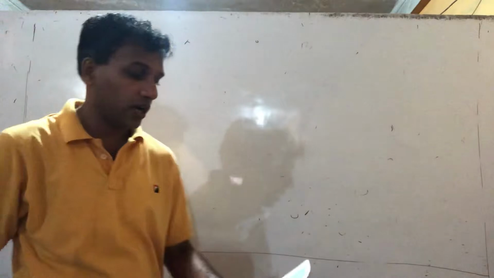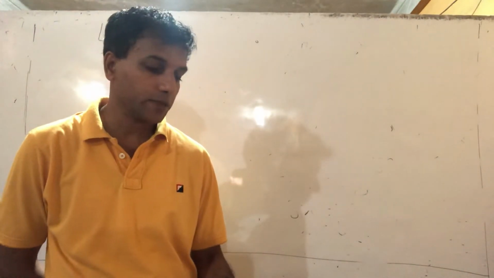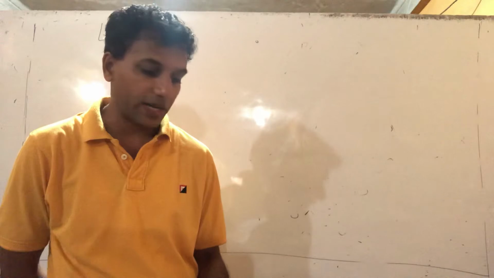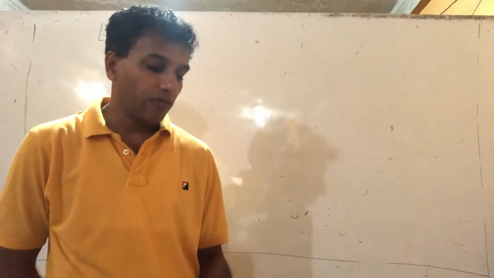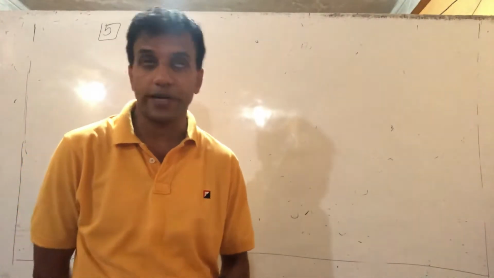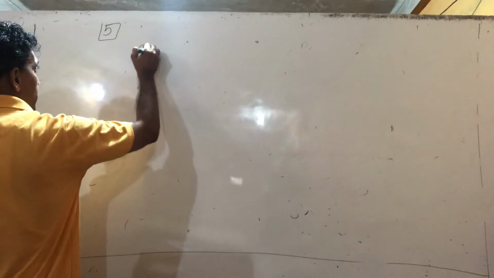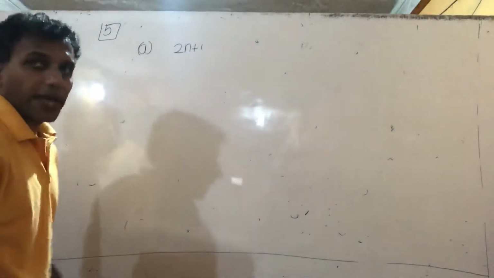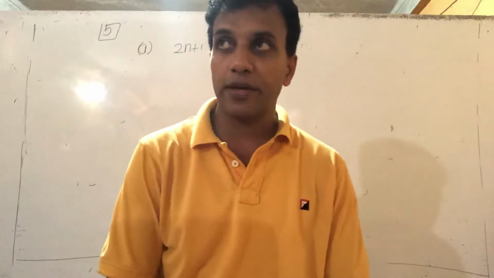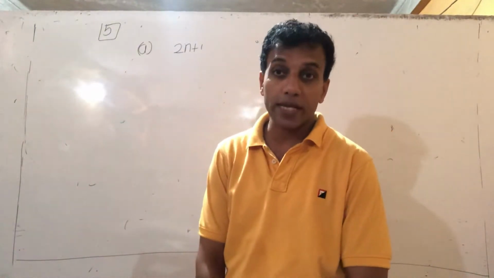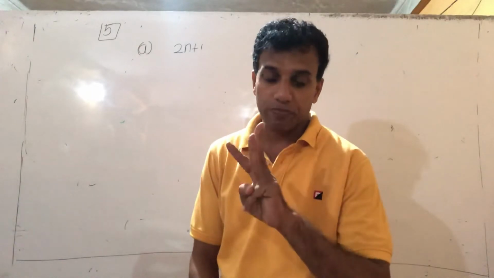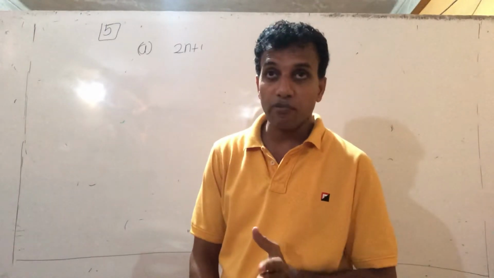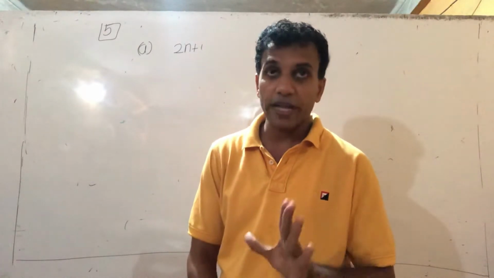Question 5 asks: find the first 3 terms. The second part, the common difference. The third part, the 15th term for each of the arithmetic progressions. Taking the A part, the nth term is given as 2n plus 1. Then they ask 3 questions: first, find the first 3 terms, that is the first term, second term, third term. Another part, find the common difference. Another part, find the 15th term.